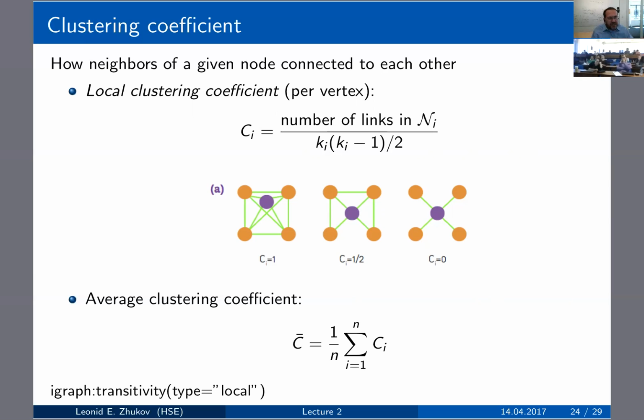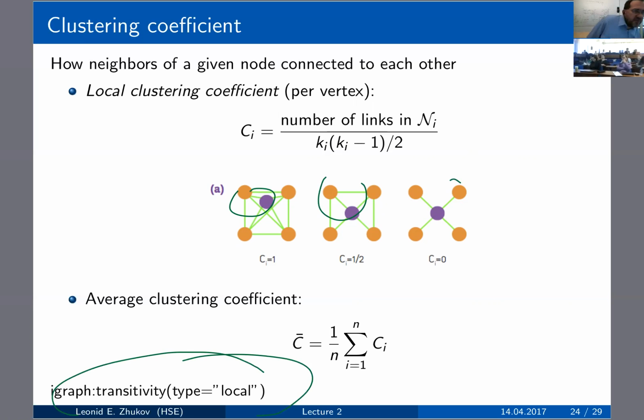Local clustering coefficient is a metric of a node, right? It's a metric of how friends of a node are connected. Okay. Now you can actually take that. Since it's a metric for each and every node, then of course you can calculate it across all the nodes, and you can sort of average out, right? And use this as what's called average clustering coefficient. But typically people calculate it per node, and there is a way to do it using the command transitivity type local.